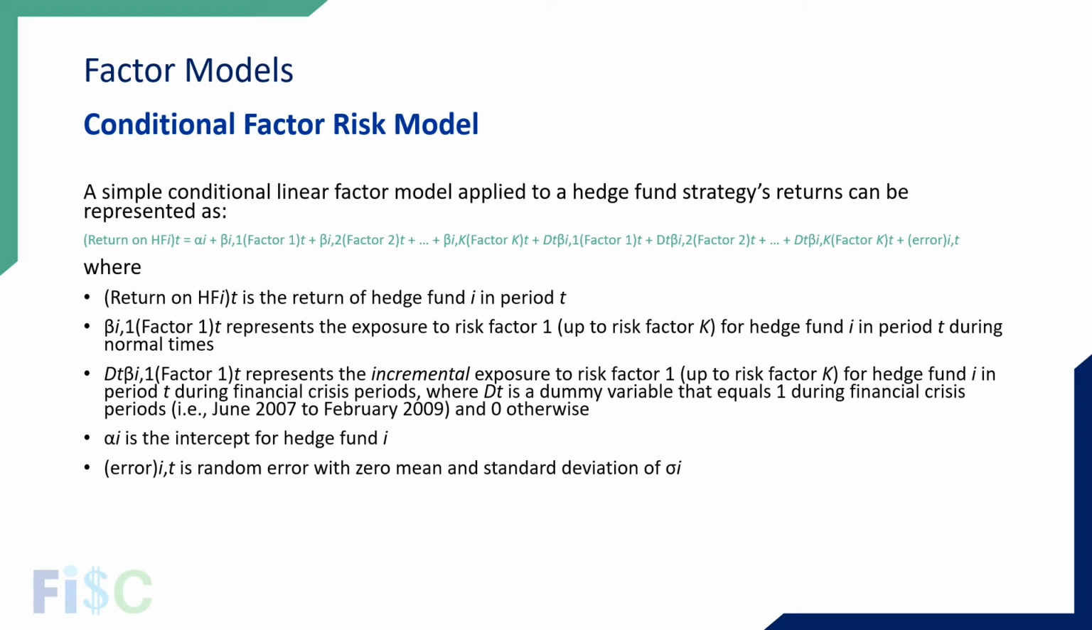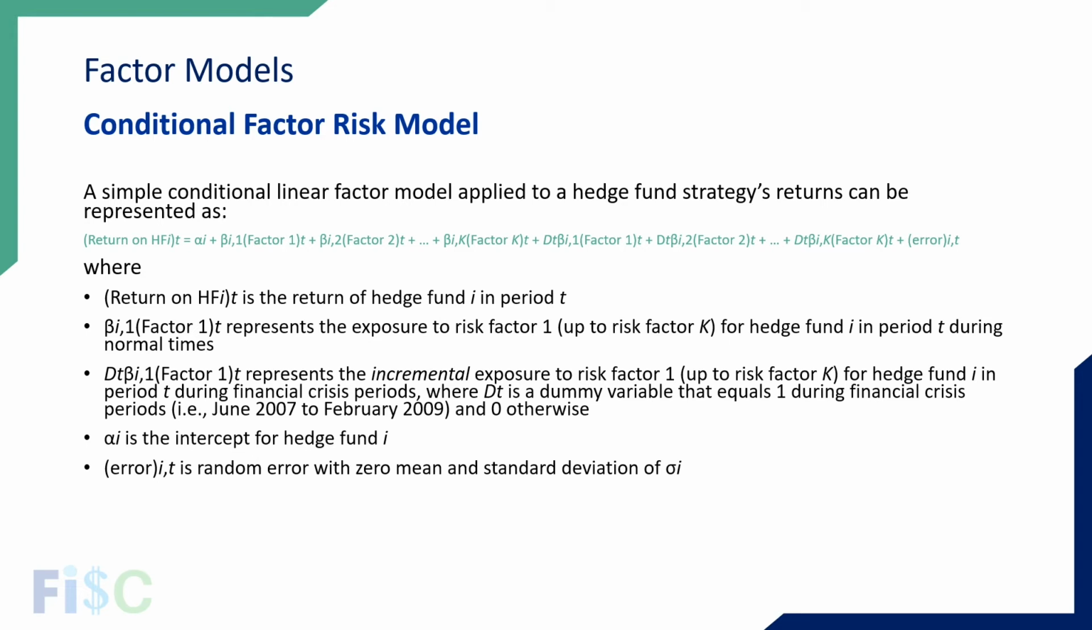There is also a dt beta. This dt beta is an incremental exposure to the same risk factor in case of a financial crisis. So if there is a financial crisis, this dt is 1, else it is 0. The error term tells that if there is any return which can't be attached to any of the factors, it will be considered an error.